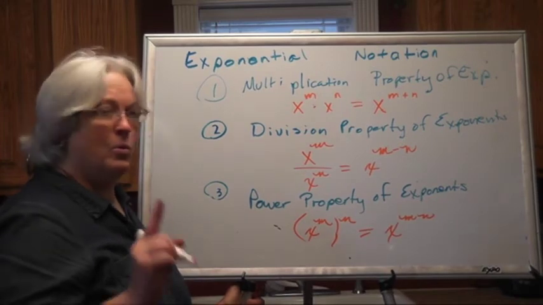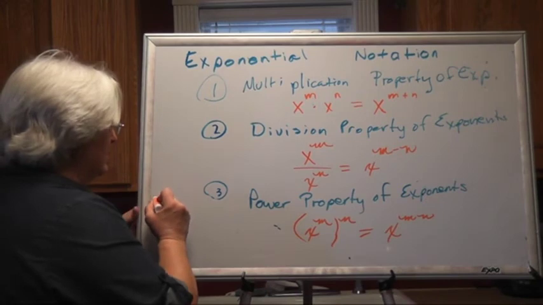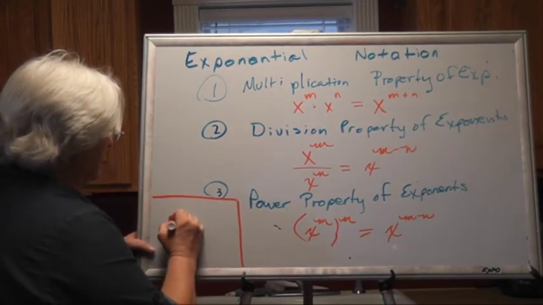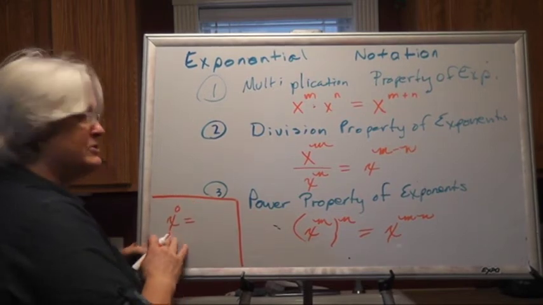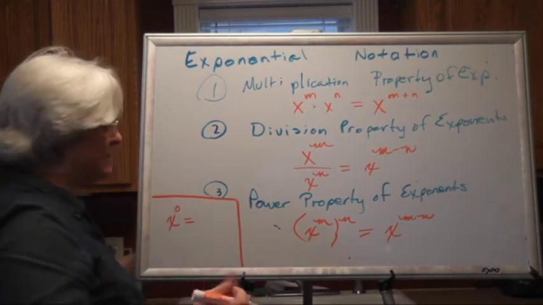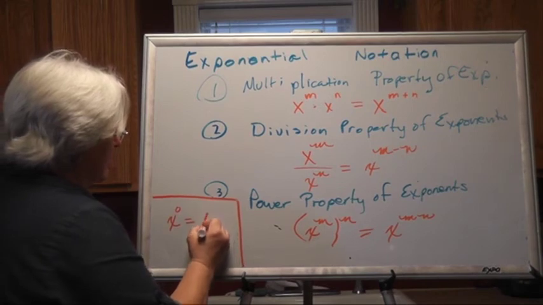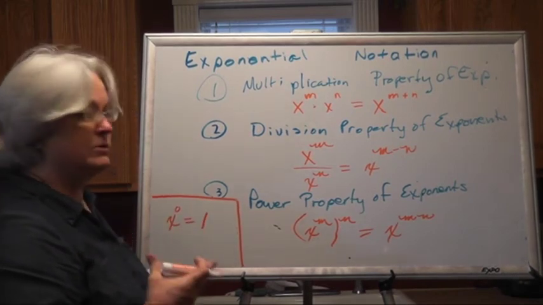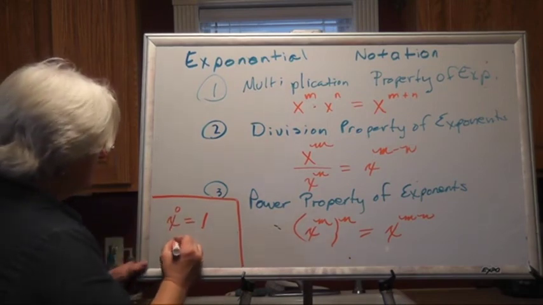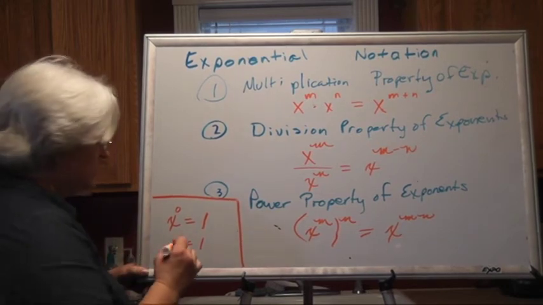Okay? One final little thing, it's the zero property. This is just the definition. Just make sure that you understand this. Anytime that you have some number, some quantity, some set of variables that is raised to the 0 power, that answer is always equal to 1. So x to the 0 is 1. 100 raised to the 0 power is 1.